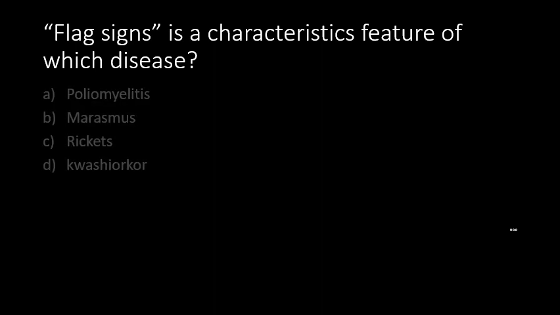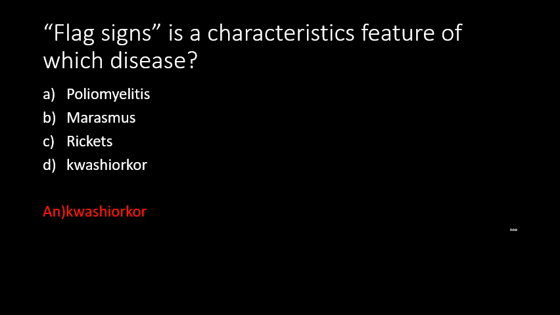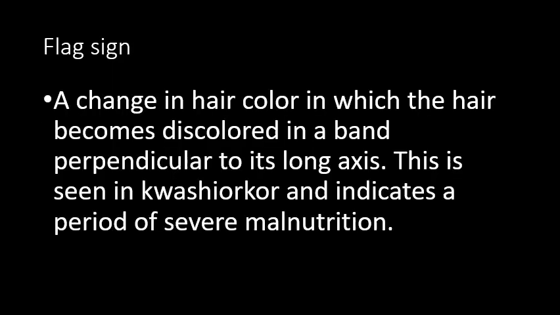Next question. Flag sign is a characteristic feature of which disease? Option A poliomyelitis, option B marasmus, option C rickets, option D kwashiorkor. And the answer is kwashiorkor. Here, note the point. A change in hair color in which the hair becomes discolored in a band perpendicular to its long axis is seen in kwashiorkor and indicates a period of severe malnutrition.